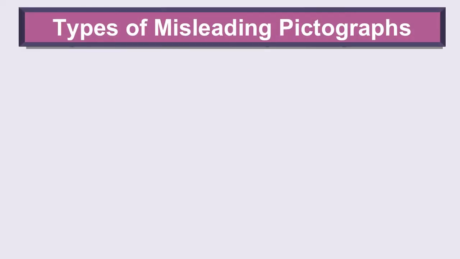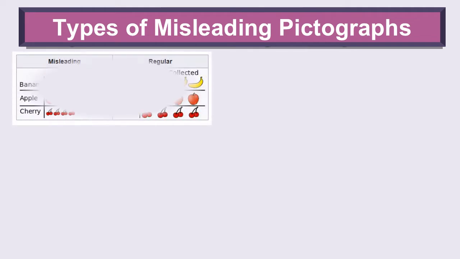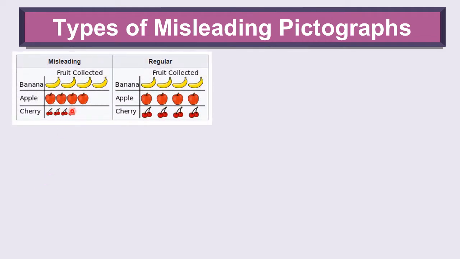Be careful because there are many types of misleading pictographs. Let us take this for example. On the first look, we can see that there are more bananas than apples and cherries. But if we are going to count, there are 4 bananas, 4 apples, and also 4 cherries. So this is misleading. The correct way to make a pictograph is to have all those pictures in proper scaling regardless of how they are presented in real size.